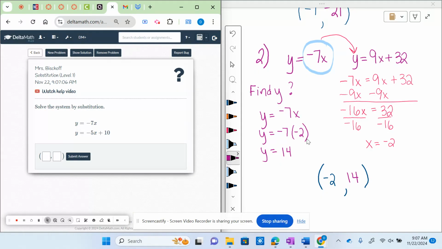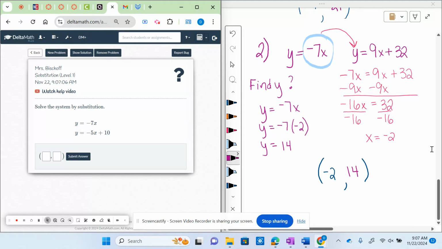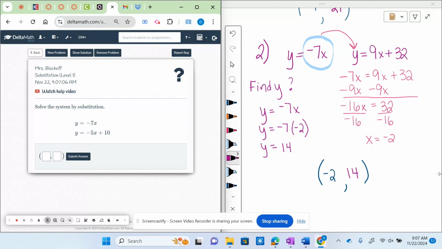So anyone need this still? Yes, you still need that up there?